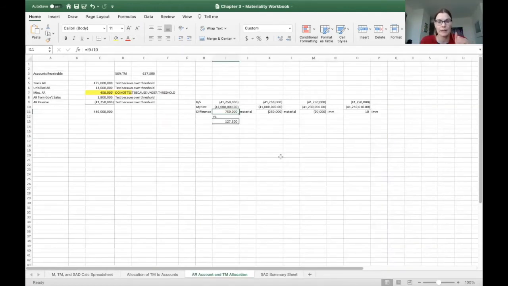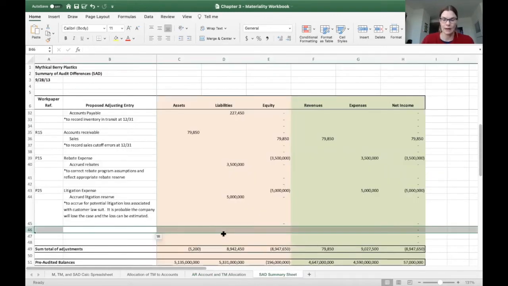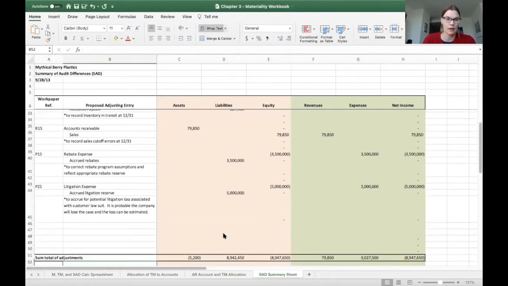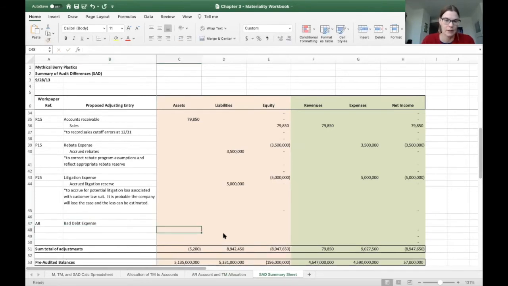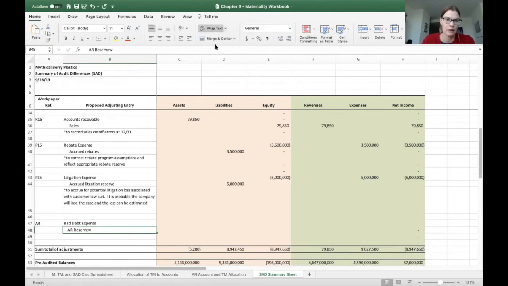So let's say in my example, I think the AR reserve should be $750K higher than the client does. So in this case, I would record that as an additional line item on my summary of audit differences. And I'd say, hey, this is coming from my AR workbook. And basically the adjustment I think they should record is $750K. So on the debit side, bad debt expense, and then on the credit side, I want to record more to allowance for doubtful accounts or AR reserve.